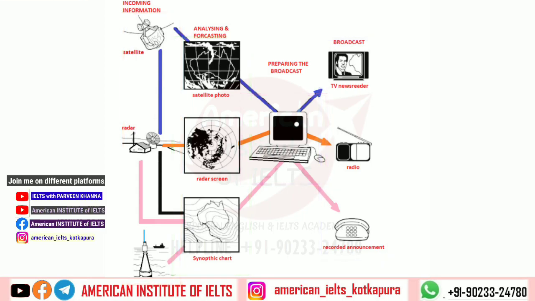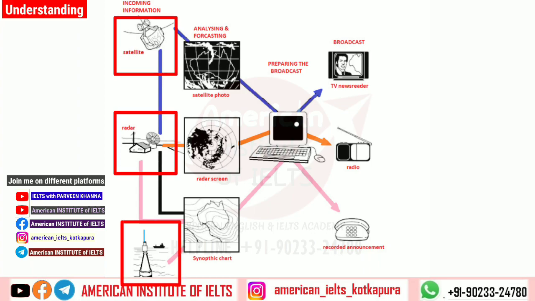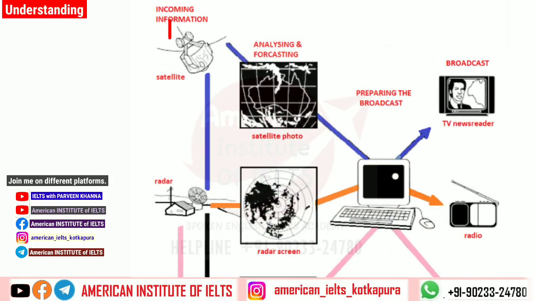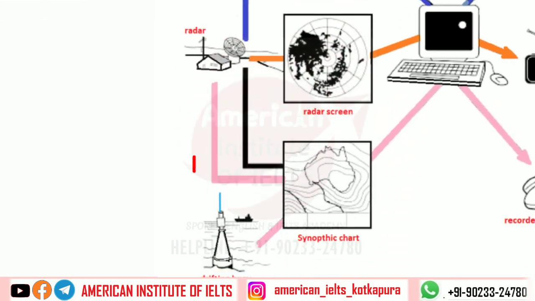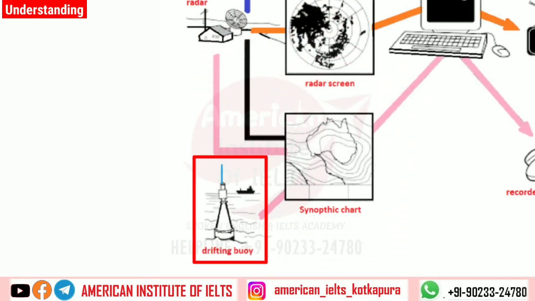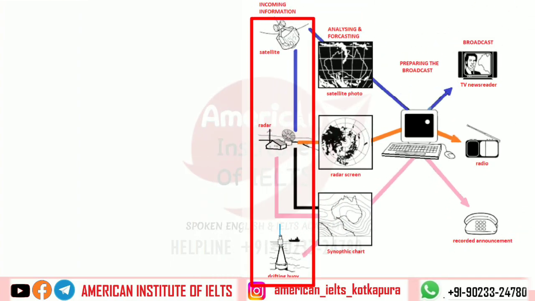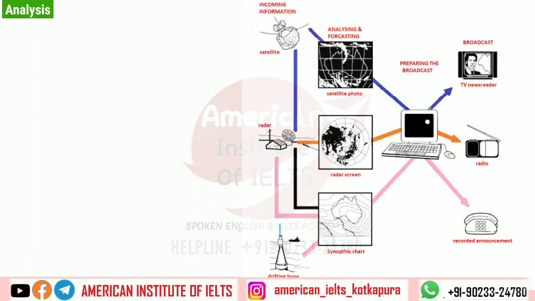And at the foremost stage we can see the input is actually coming from 3 media, which are satellite in space, radar that is on land, and then drifting buoys, which are floating devices which they keep on the sea. So from different media or different channels they are getting the information, and after getting this information they are converting it into satellite photo, radar screen, synoptic chart.